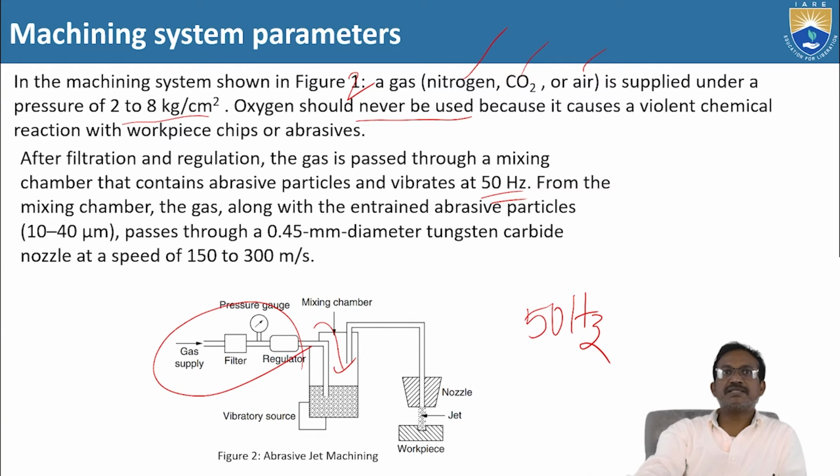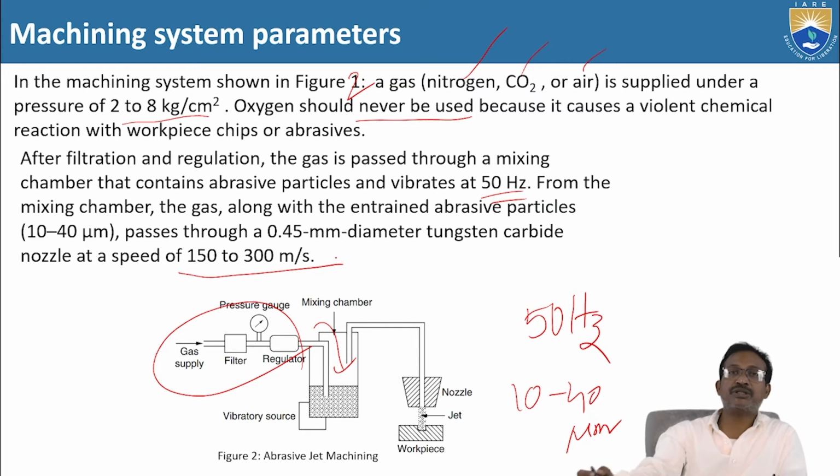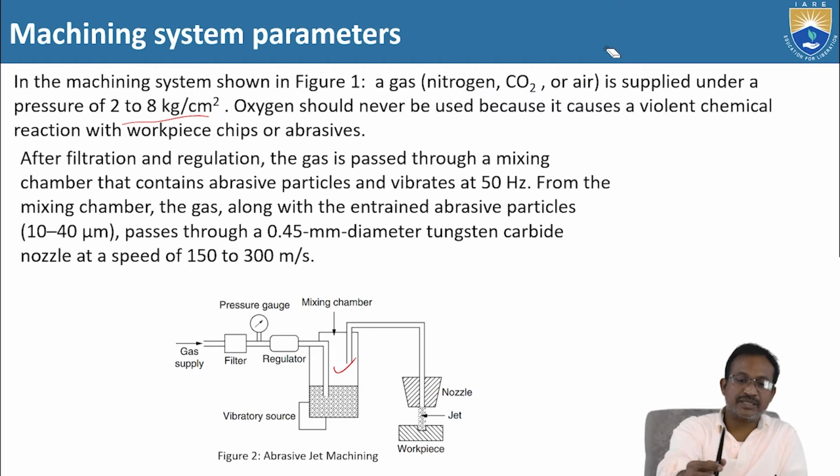From the mixing chamber, the gas along with the entrained abrasive particles with a size of 10 to 40 microns passes through a 0.45 mm diameter tungsten carbide nozzle at a speed of 150 to 300 meters per second. However, this is figure 2.